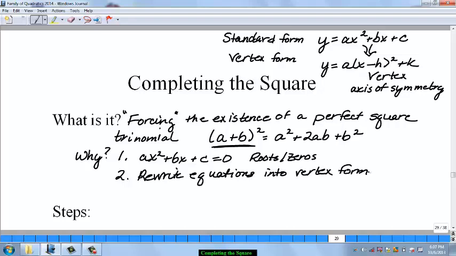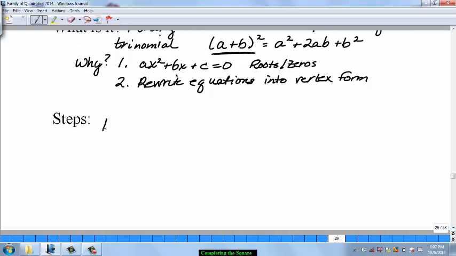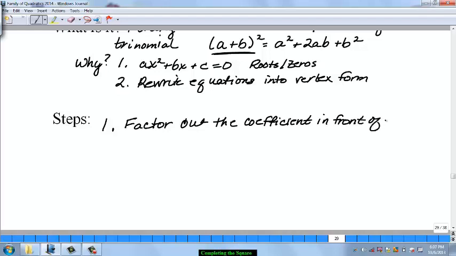Okay, now first of all, I'm going to go through and do the steps. The steps aren't going to mean anything to you until we actually practice some, but it's nice to have the steps down. The first one is we're going to factor out the coefficient in front of the x squared term. We only have to do this if it's not 1.